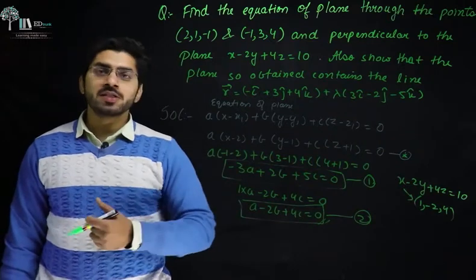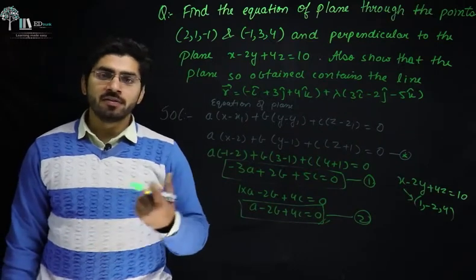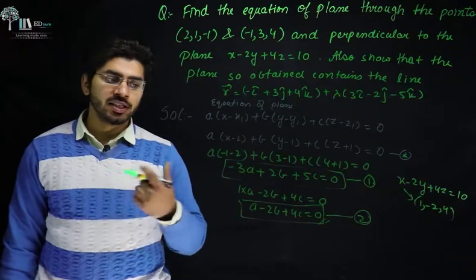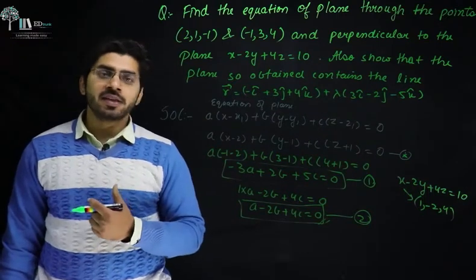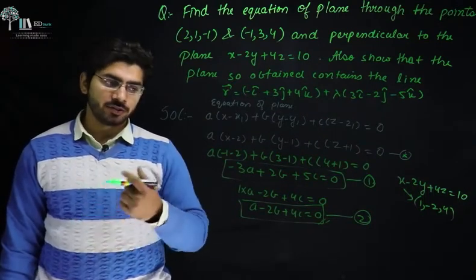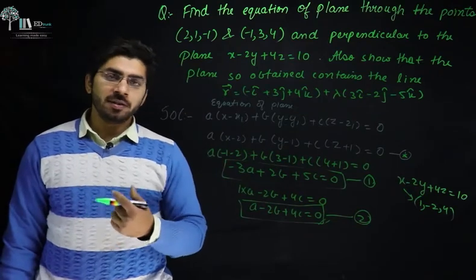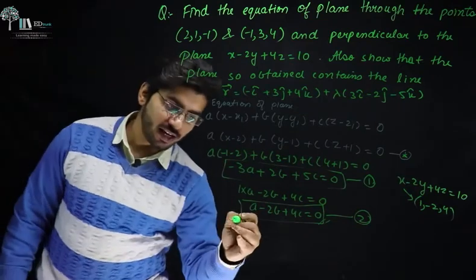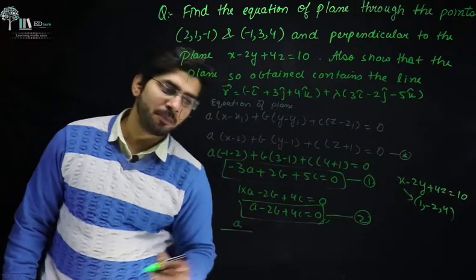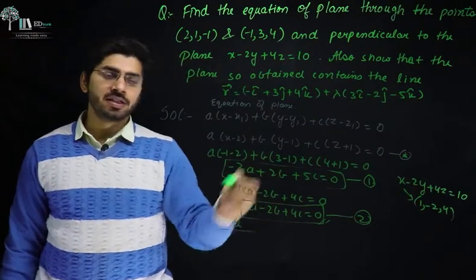Now we have two equations. Can we not solve them to find the values of A, B and C? When this is equal to 0, we will solve it by the method of cross multiplication. So by solving, we will get the value of A, B, C as A upon, we will multiply the B and C coefficients.